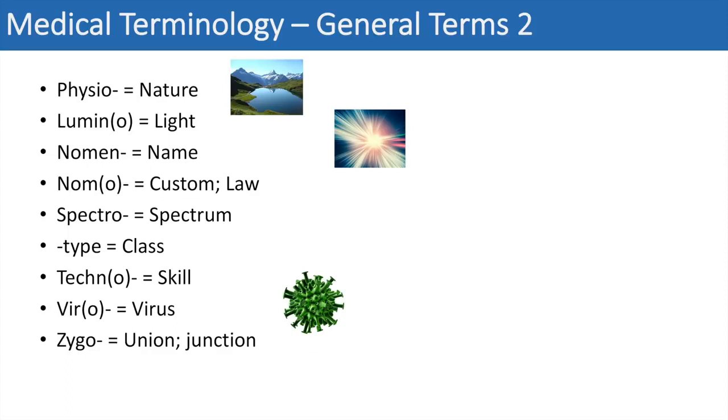Another prefix is zygo, and this actually means union or junction. So you can think of a zygote, so the union of a sperm and egg becomes a zygote. So we'll look at some more prefixes and suffixes concerning conditions now. The first set we're going to look at are related to medical conditions.